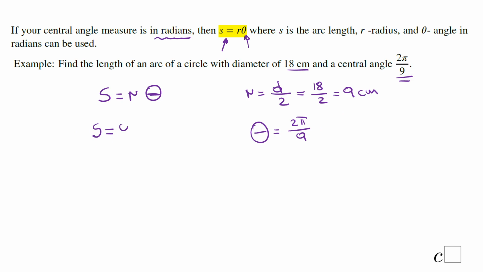So it's just about plugging in the formula. The radius is 9. Theta is 2 pi over 9. In order to evaluate, to finish the problem, you can simplify these two 9s. So S will be 2 pi. The arc length of a circle with the diameter of 18 and the central angle of 2 pi over 9 is 2 pi. And this formula is very useful in case you remember and in case you have the angles in radians, very important.